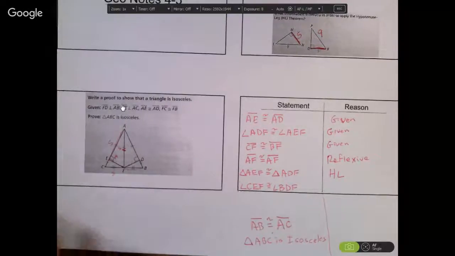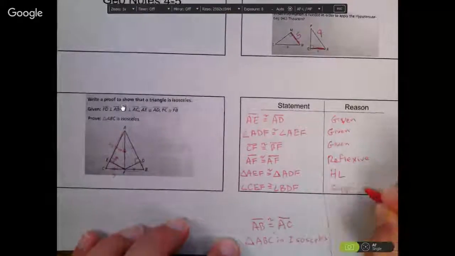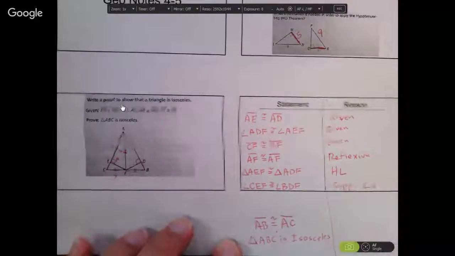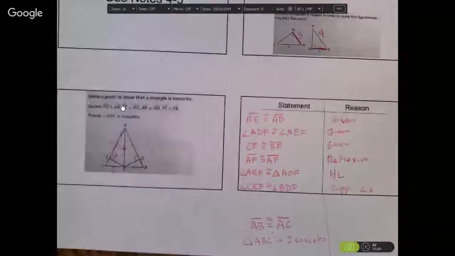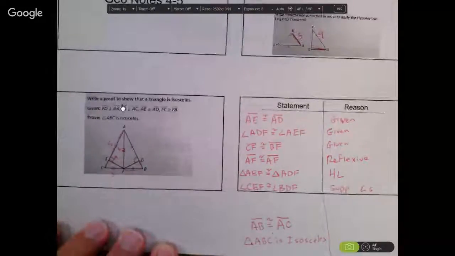I forget, what's the difference between supplementary and complementary? Complementary means two angles add up to 90 degrees. Supplementary angles add up to 180 degrees. So this is supplementary. Okay, so now we have a side and an angle, and we need to figure out another side.